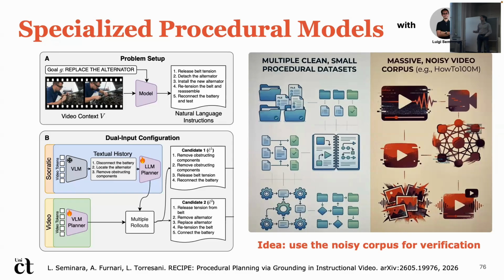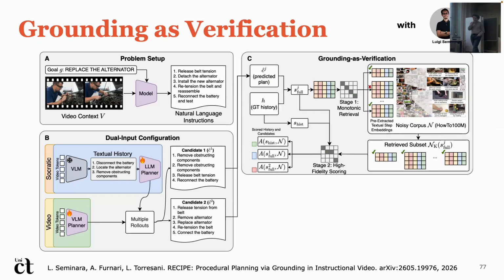And of course, we already knew that if we would do supervised fine-tuning, that wouldn't help much because these labels are very noisy. So the idea is, rather than doing supervised fine-tuning, can we use the noisy corpus, like HowTo100M, as a form of verification corpus? So can we use it to verify whether a predicted plan is a good plan or not? It's a little bit like when you align a model with reinforcement learning with human feedback. But rather than asking human feedback, we ask HowTo100M whether the prediction is likely or not, and then we train with reinforcement learning.